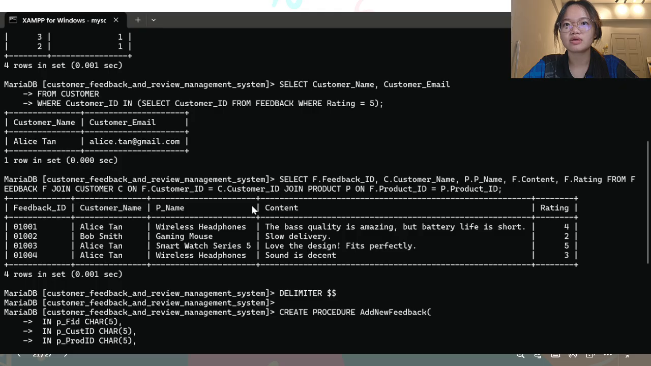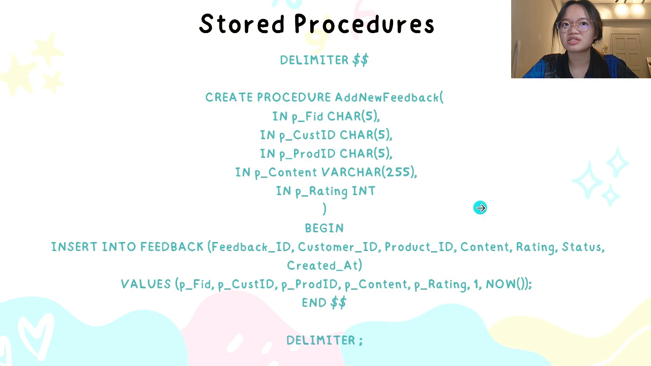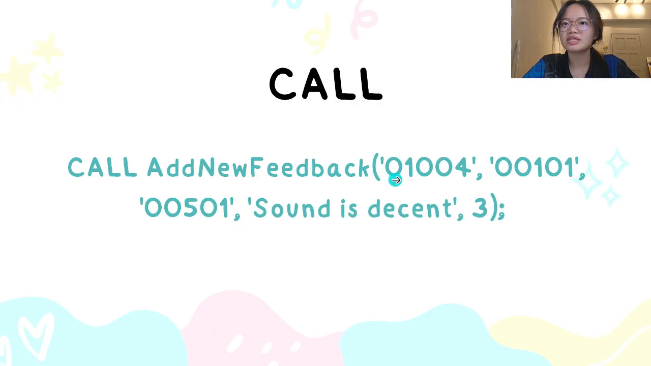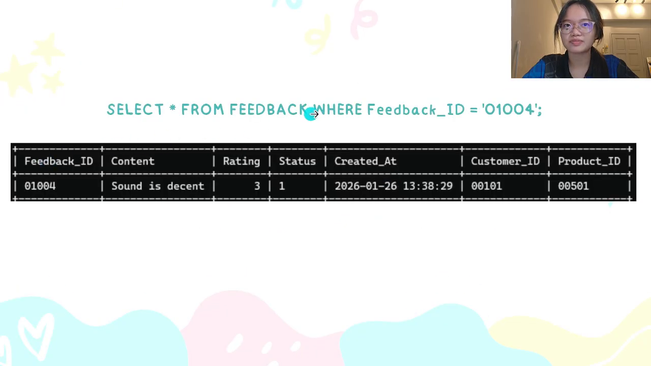Next, let's look at stored procedures. This is like saving a shortcut for tasks we do often. Instead of writing complex code every time a new review comes in, we create a procedure called add new feedback. Now, we just call that shortcut with the new information. As you can see, the system automatically saves the data correctly.